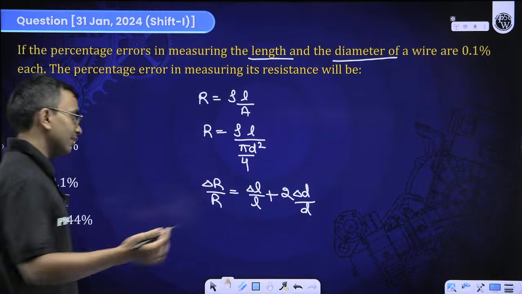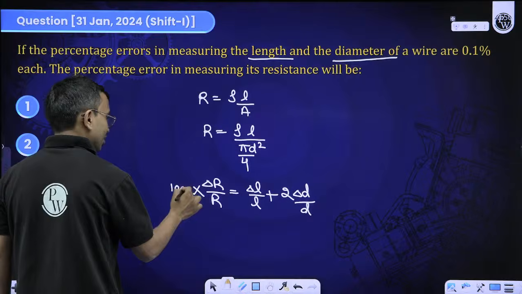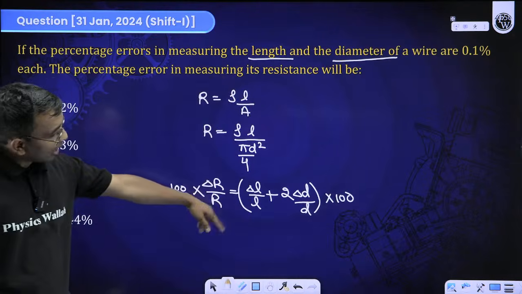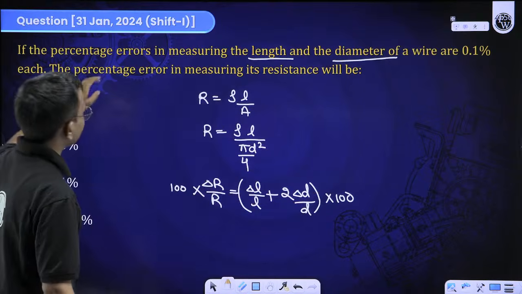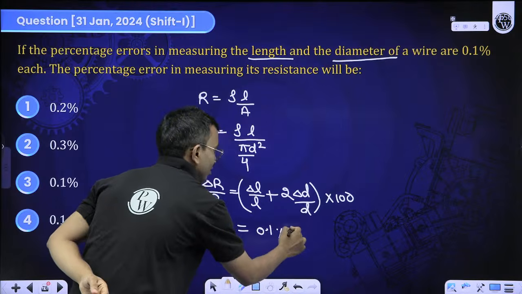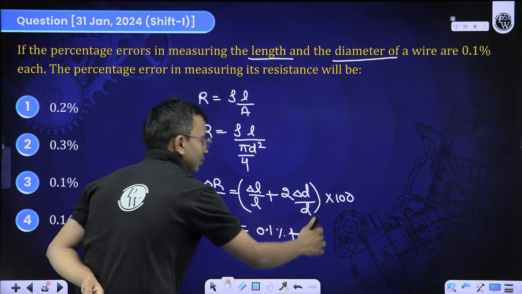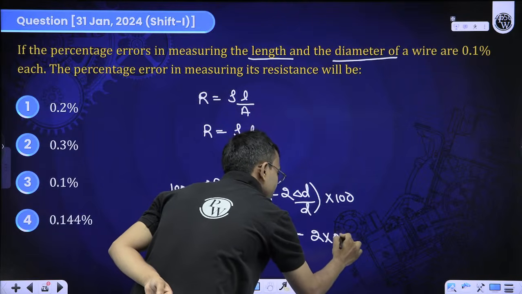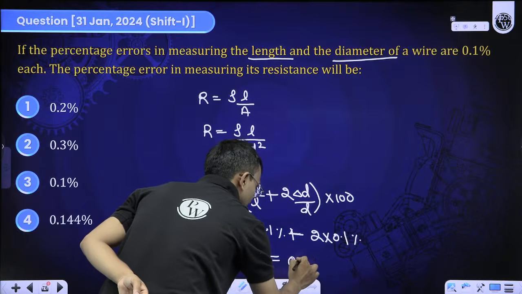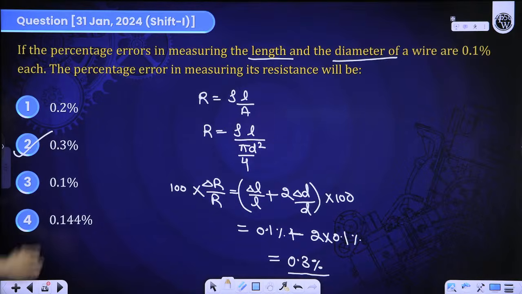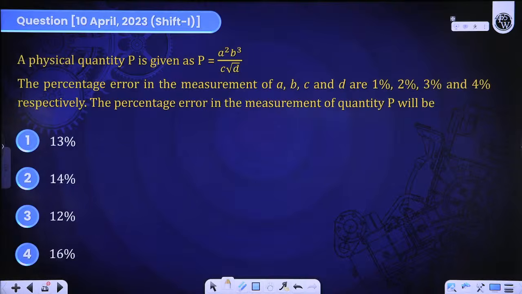You need percentage error, so multiply both sides with 100. Delta L by L into 100, what is that? Percentage error in L, 0.1%. Plus 2 into delta D by D into 100, which is also 0.1. So 2 into 0.1. So this comes out to be 0.3%, which is the second option. Getting it?